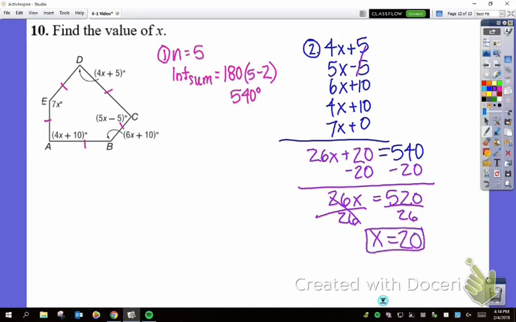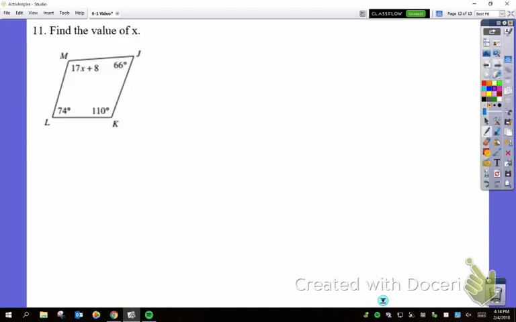Now, if they would have asked you to find what the measure of angle D was, then you would have said 4 times 20 plus 5. So 80 plus 5 is 85 degrees. So you have to find out what the sum is first. Okay? So looking at number 11, last one, we've got the same idea.